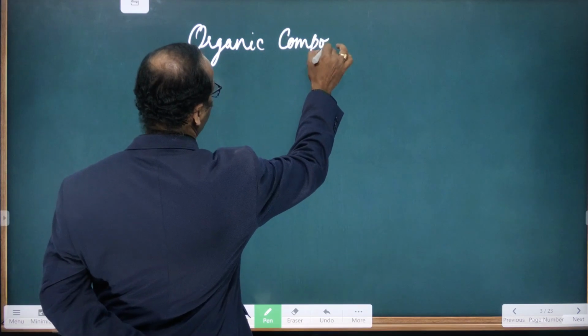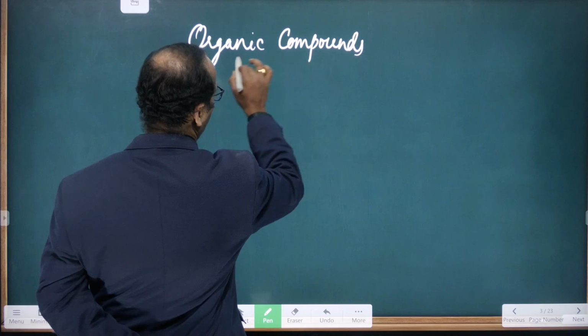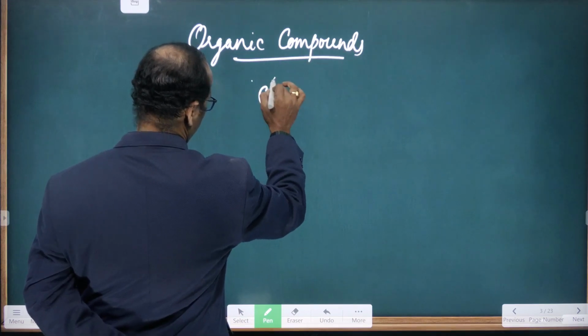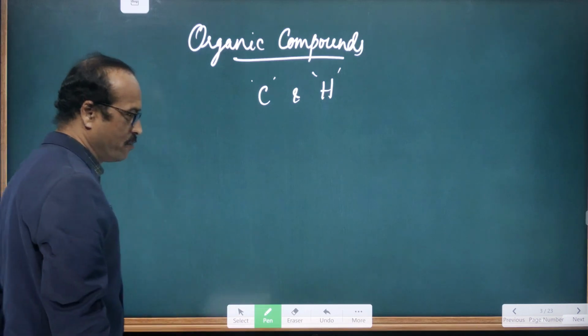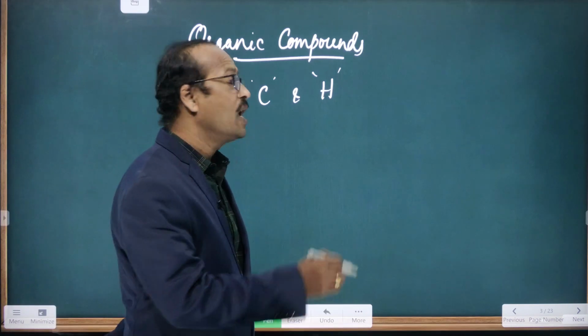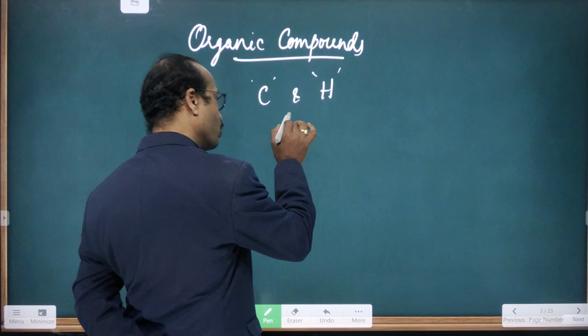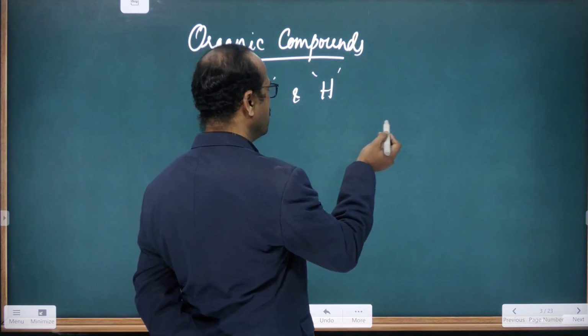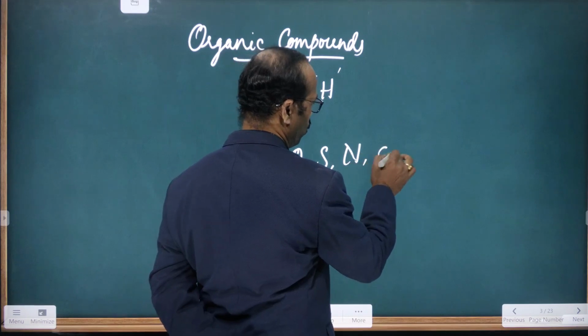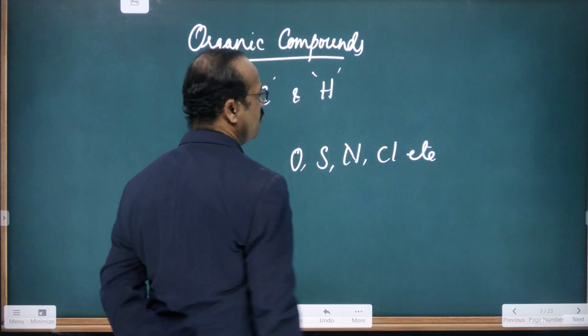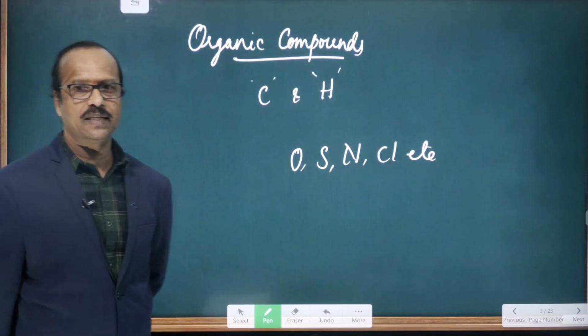The essential elements of organic compounds are carbon and hydrogen. What are the essential elements? Carbon and hydrogen. Along with that, sometimes maybe oxygen, sulfur, nitrogen, fluorine, etc. Some other elements also will be present.